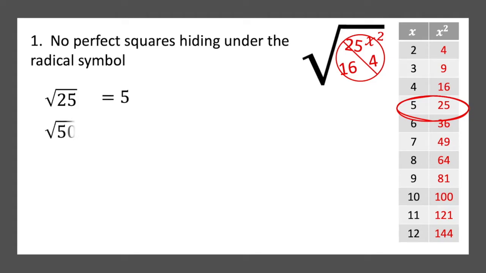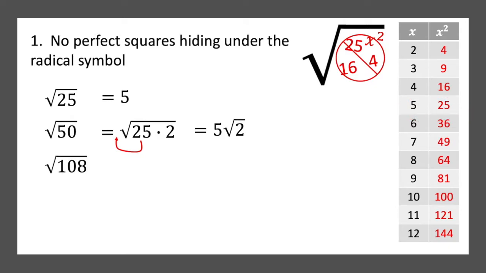Okay, what about the square root of 50? Well, that's not on my list anywhere, but I know that that's 2 25s. So see that 25 under there? That's a hiding perfect square. I need to pull that out. And when I pull it out, it becomes the square root. So 5 times the square root of 2.